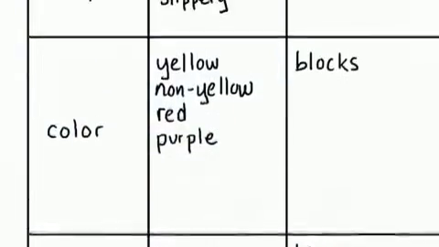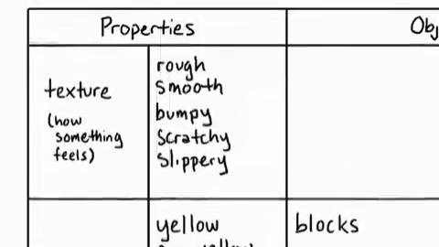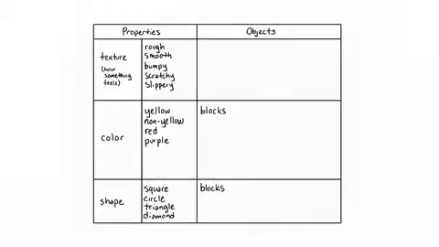To begin the activity, review with the class the word property and the specific properties of shape, color, and texture. During your review, refer to the properties experience chart you made in Activity 2.